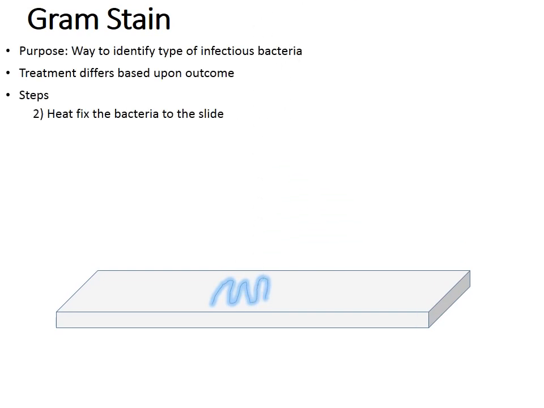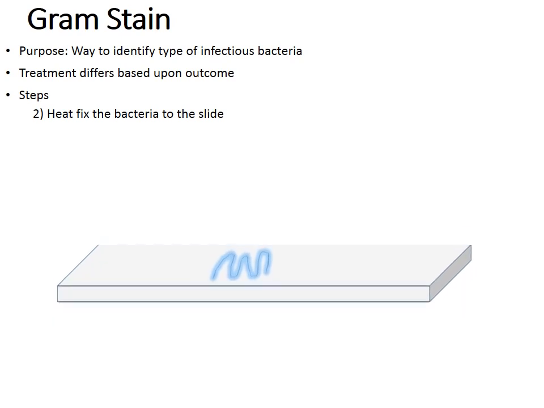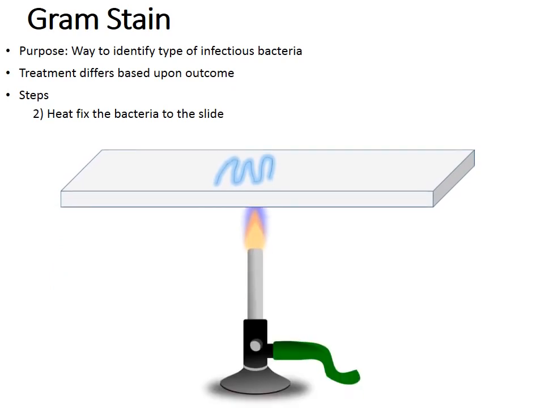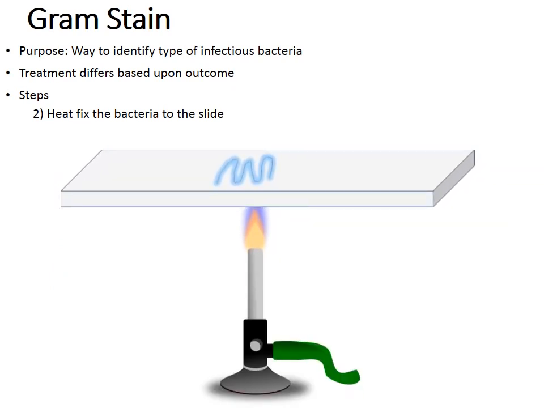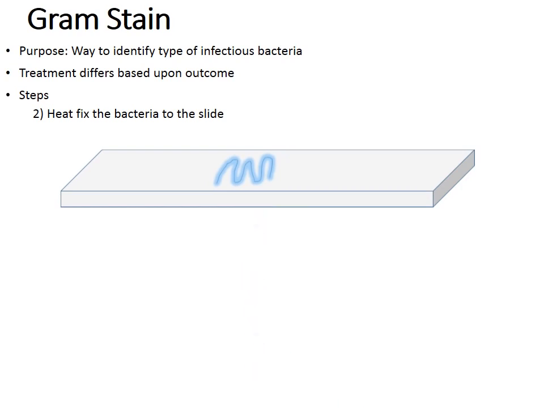So the next step is to fix the bacteria to the slide so they don't get washed away when we do the upcoming steps in the gram stain. We're going to do that by taking our glass slide and passing it over an open flame a few times, and the heat will fix the bacteria to the slide. As I said, this way they don't get washed away when we start using some of the chemicals in the latter steps.